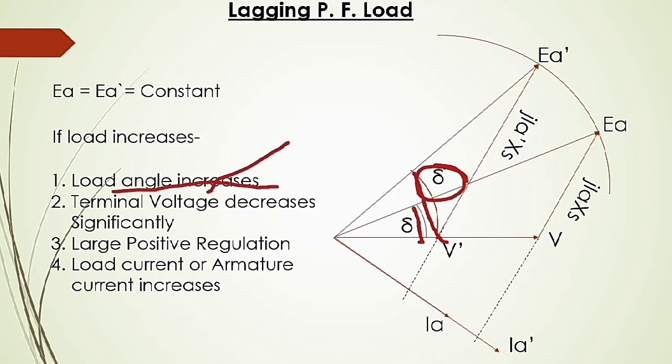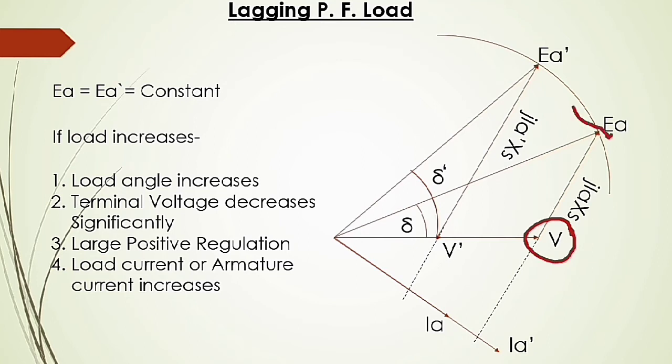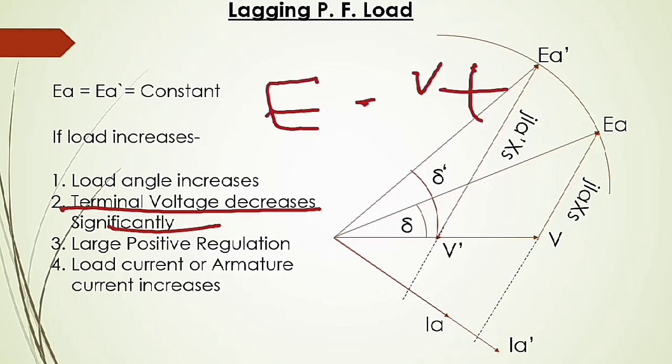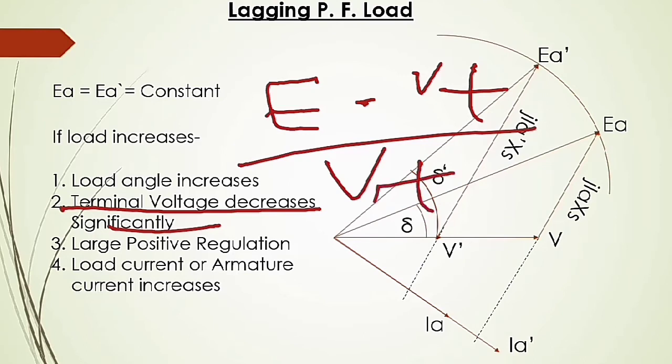Second thing, terminal voltage. First we have terminal voltage V, then when the load increases we get a terminal voltage V dash. The terminal voltage reduces, and it decreases significantly. We know what voltage regulation is: voltage regulation is (E minus Vt) divided by Vt, multiplied by 100 for percentage.